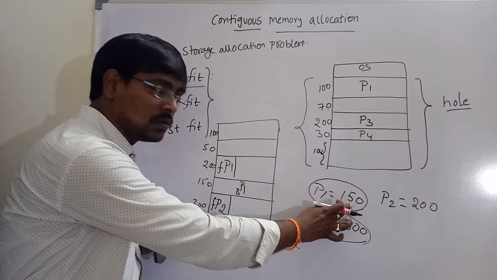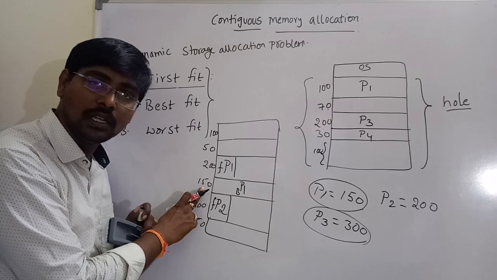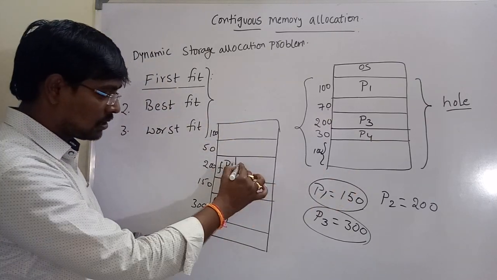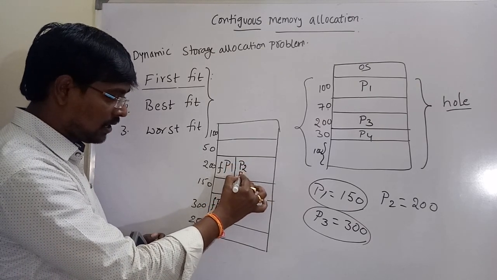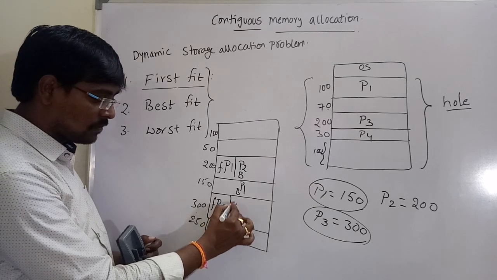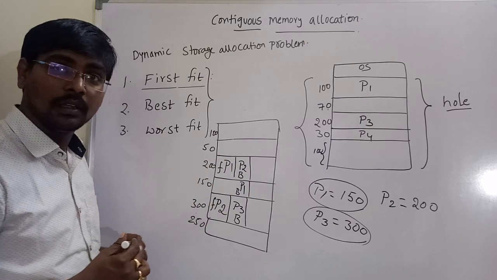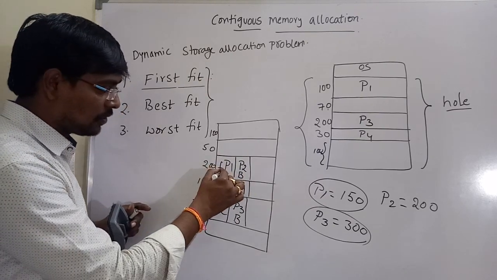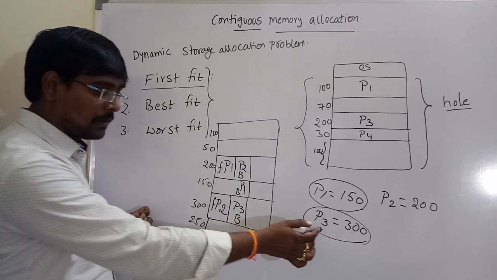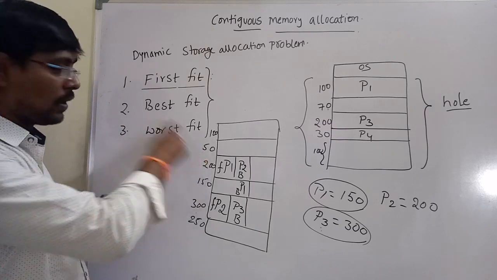Suppose the process size is 140, the nearest to 140 is 150. So 150 is allocated. Next, process P2. Again start from the beginning. Process P2 is allocated in best fit. Process P3 also has the same space. See this one? In the first fit, process P3 is not allocated, but by using best fit, process P3 is allocated. Okay, and move to worst fit.